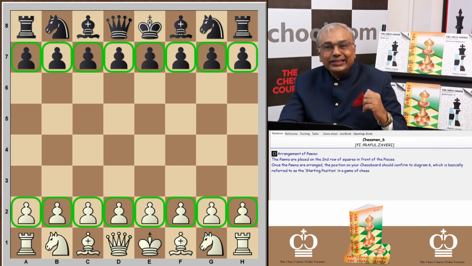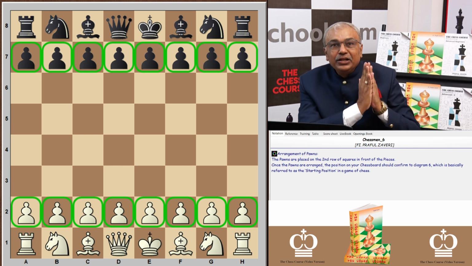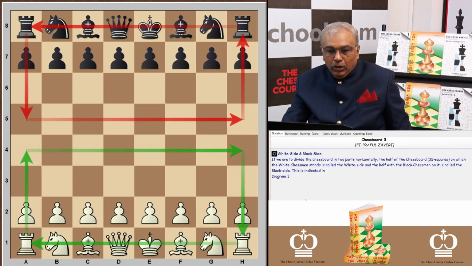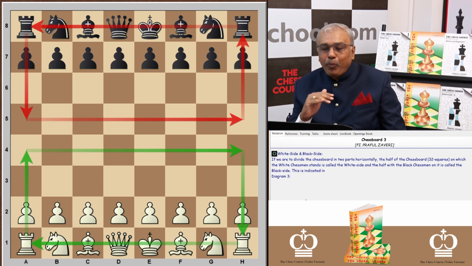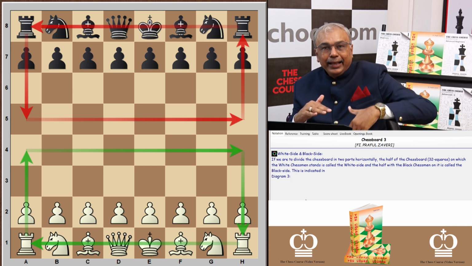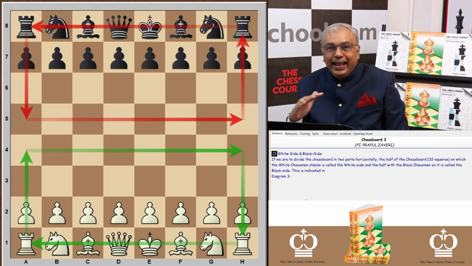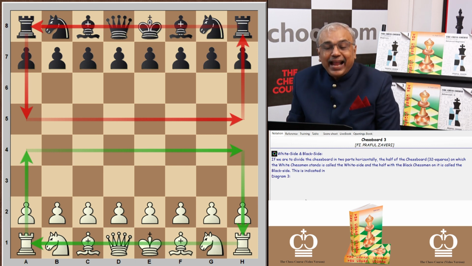Now let us try to understand some further divisions of the chessboard. So once again we come back to the chessboard. After arrangement of the pieces, if we divide the chessboard into 2 parts horizontally, we know that horizontally and vertically it has 8 rows, 8 standing rows and 8 sleeping rows. So if we divide the chessboard into 2 parts horizontally, the half of the chessboard, that is 32 squares on which the white chessmen stand, is called the white side, and the half with the black chessmen on it is called the black side.